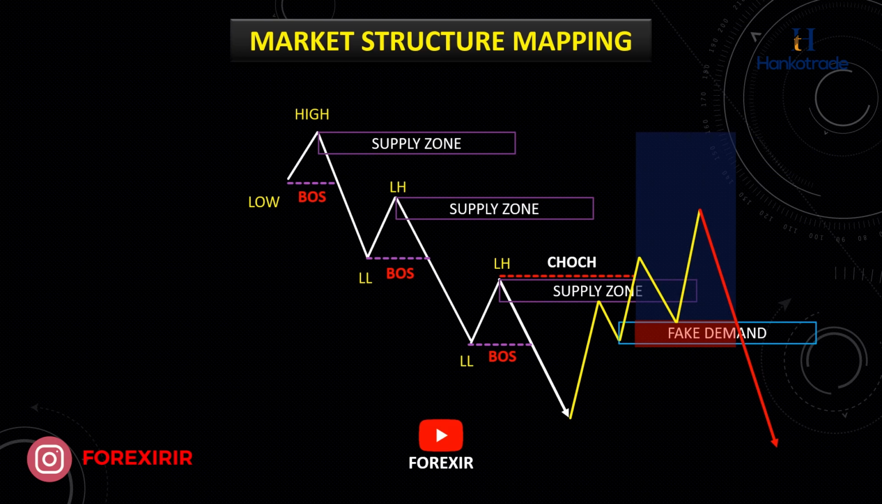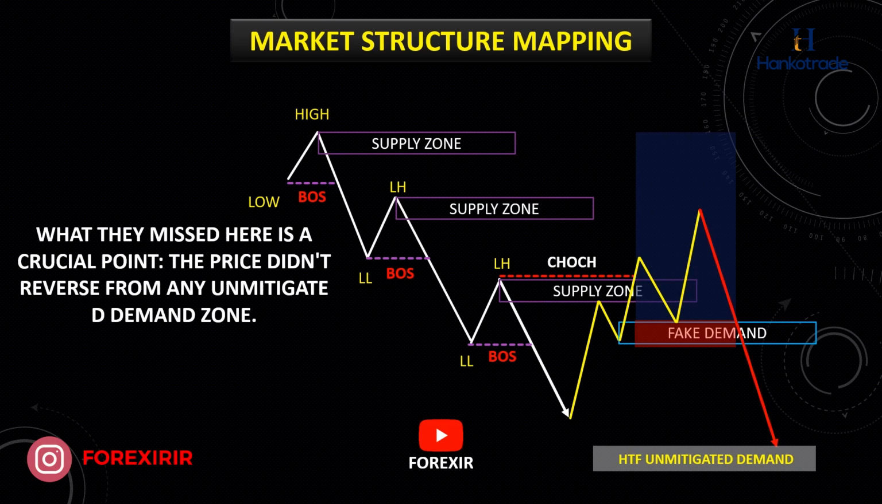What they missed here is a crucial point. The price didn't reverse from any unmitigated demand zone. They shouldn't have entered a long position until the price reached a major unmitigated demand area. Their identified change of character was invalid, and the price only moved upward to mitigate the upper supply zone. It used the last supply zone as an inducement zone to sweep more liquidity and gain more momentum to fuel its downward movement.